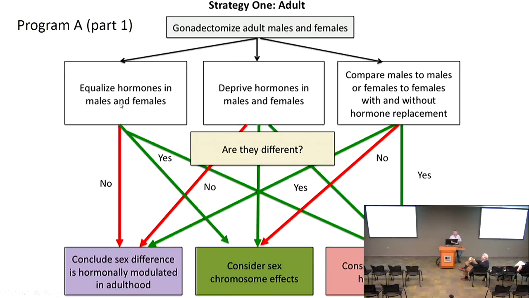So you gonadectomize them and equalize hormones, and if there's no difference anymore, you conclude the sex difference is hormonally modulated in adulthood. If you do still see a difference, then there are some other possibilities. The other thing is to deprive hormones in both cases, or to compare males to males, et cetera. I won't belabor those various possibilities, but they go through it step by step to tell you what you could include and what you would do next.